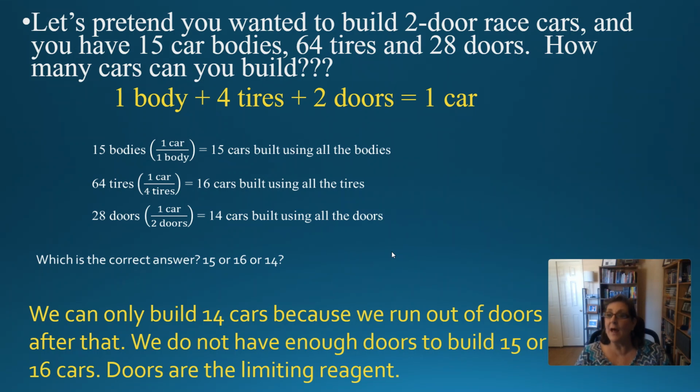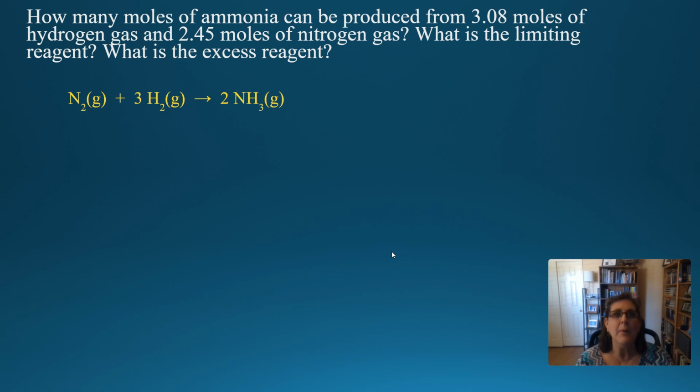All right, now let's apply this to chemistry. How many moles of ammonia can be produced from 3.08 moles of hydrogen gas and 2.45 moles of nitrogen gas? What is the limiting reagent? What is the excess reagent? So here we go. We have nitrogen and hydrogen. We put them together and they make ammonia, NH3. I've told you 3.08 moles of hydrogen gas and 2.45 moles of nitrogen gas, but I'm wanting to know how much ammonia I can make.